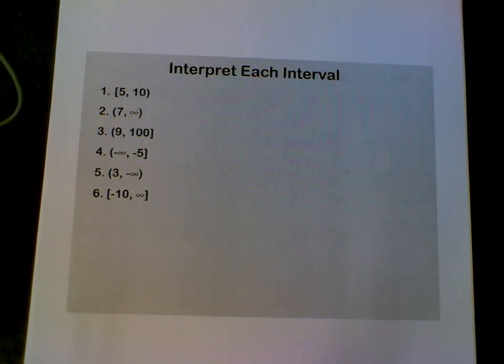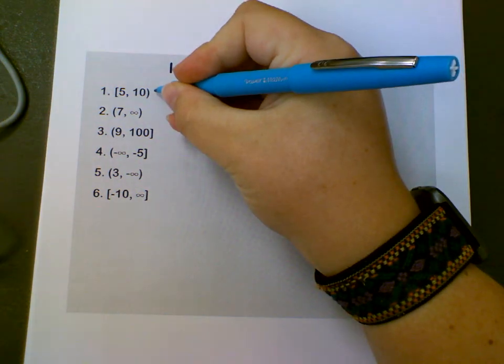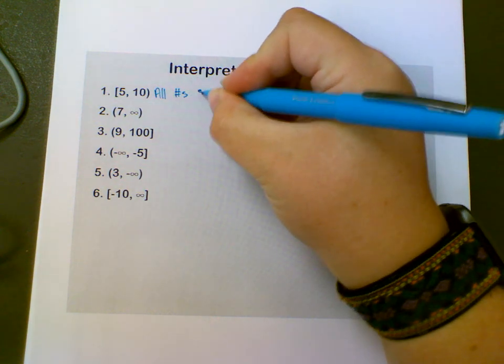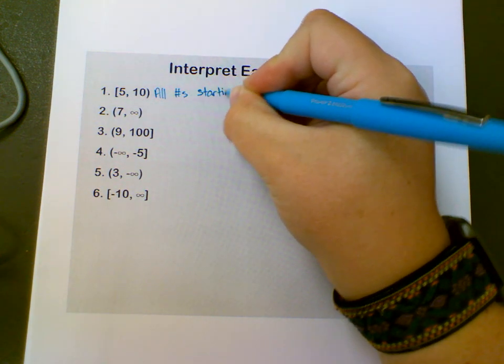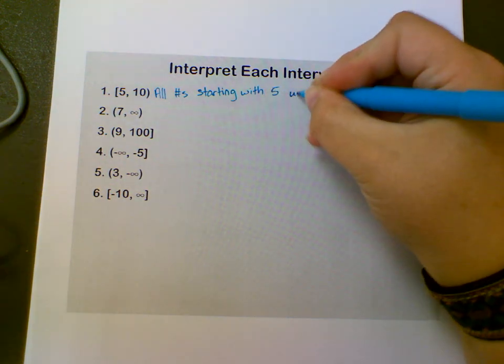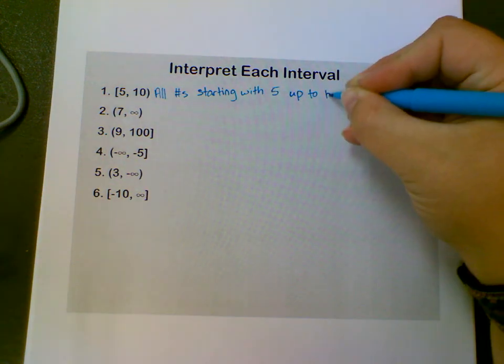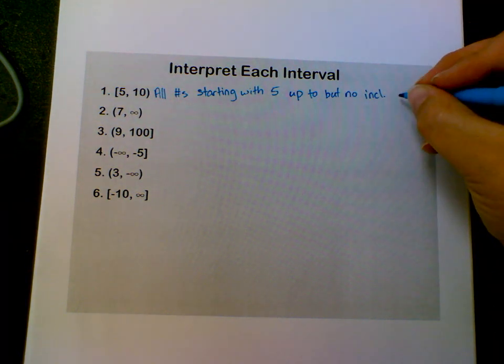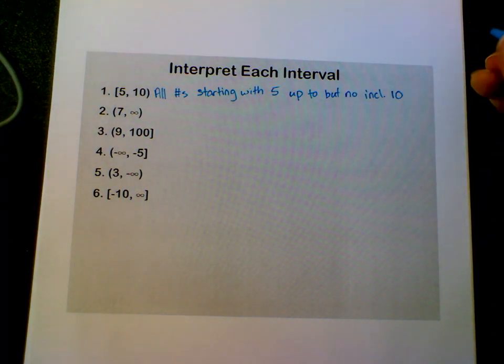So we're going to interpret what each interval means. The first one is bracket 5, comma 10, parentheses. This means all numbers starting with 5 up to, but not including, 10. So all the numbers from 5 to 10, but not quite 10, but we do count 5.